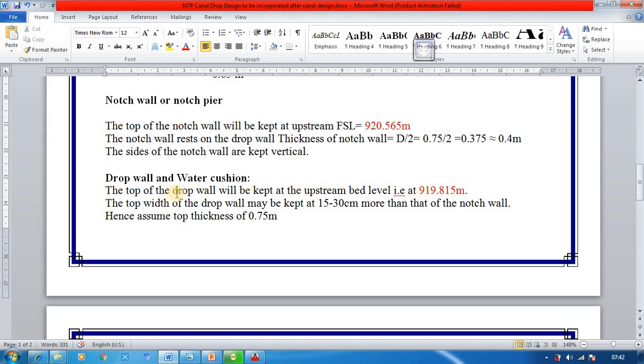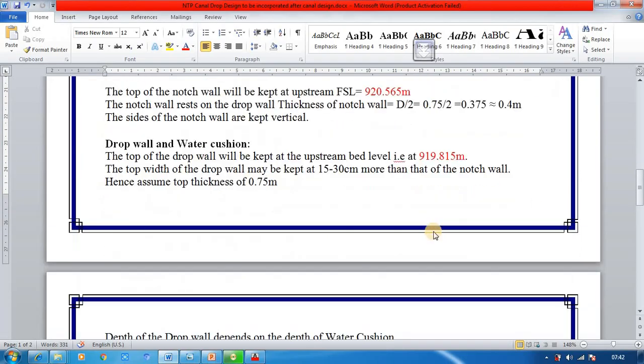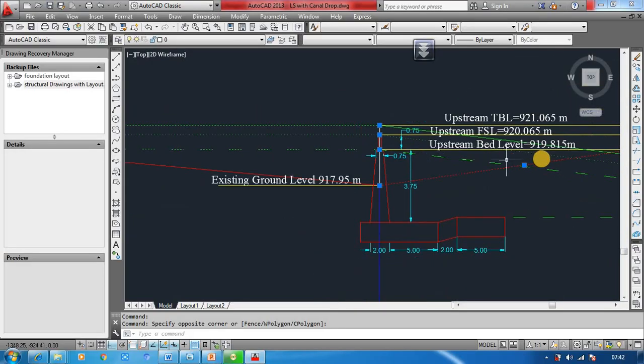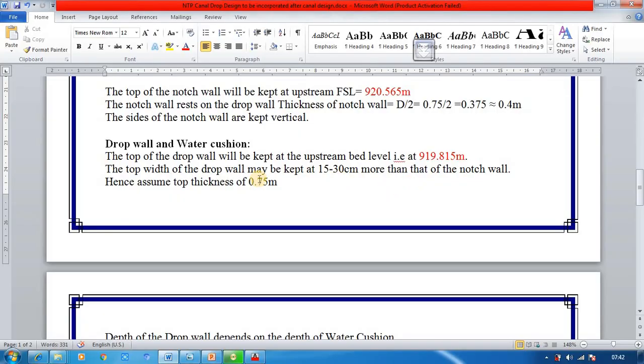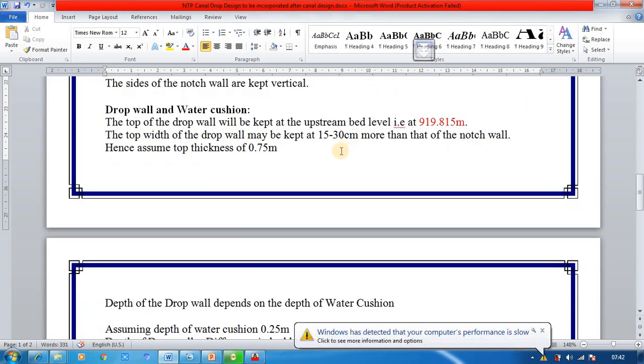So we know the top of the drop wall will be kept at upstream bed level, which is nothing but 919.81 here, 919.81 here. So this is the bed level 919.815. Therefore, the top width can be kept 15 to 30 centimeters higher than the width of the notch wall, which may come around 0.75. So you can make it equal to 0.75. Okay, so the top width is 0.75.